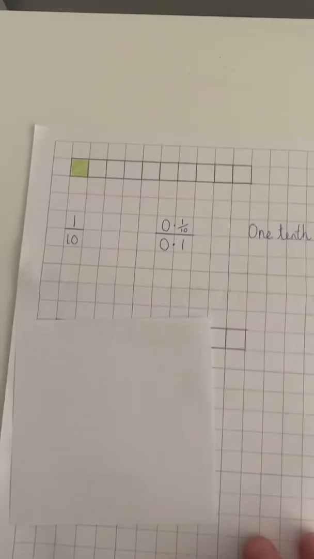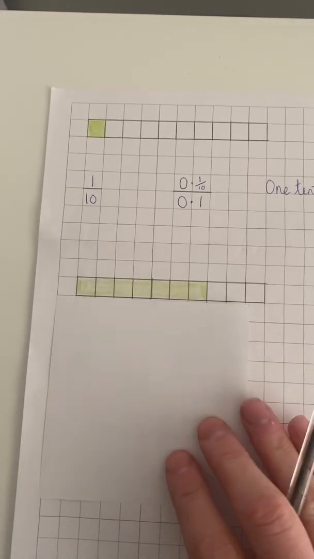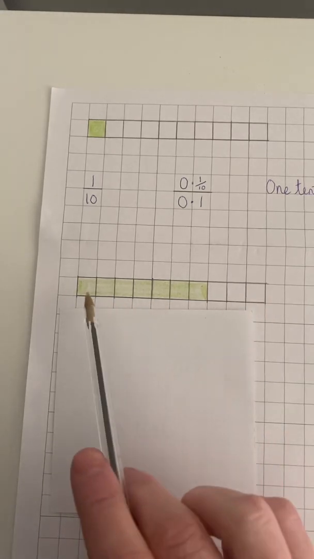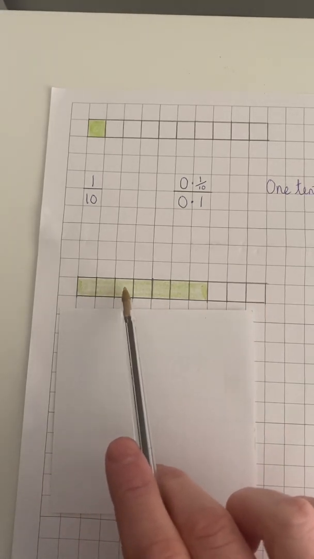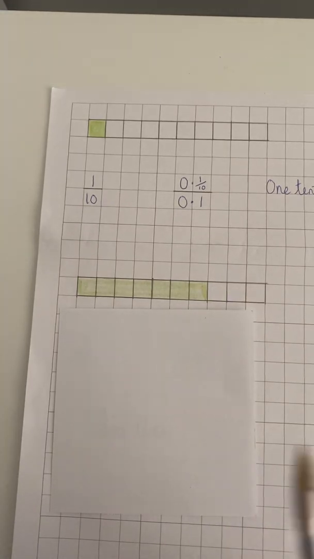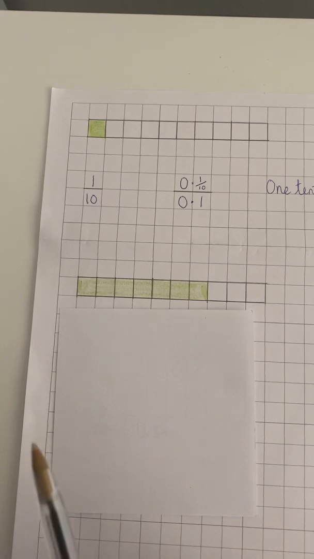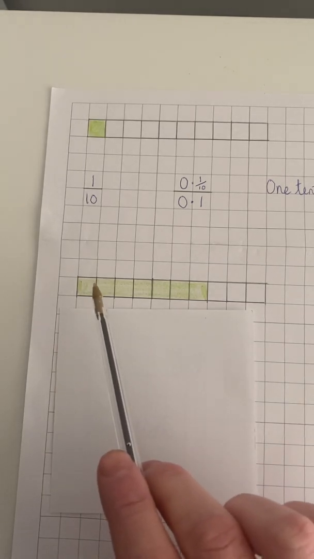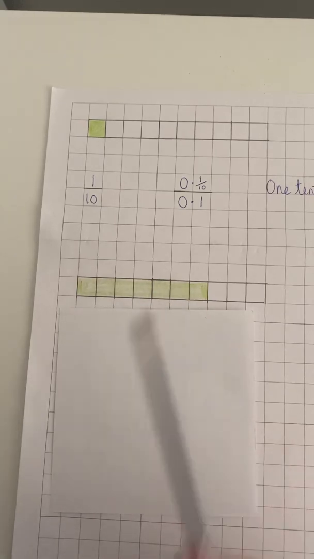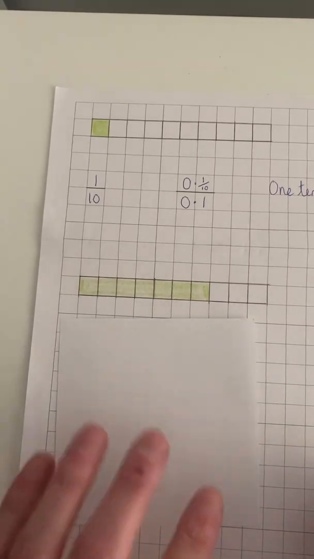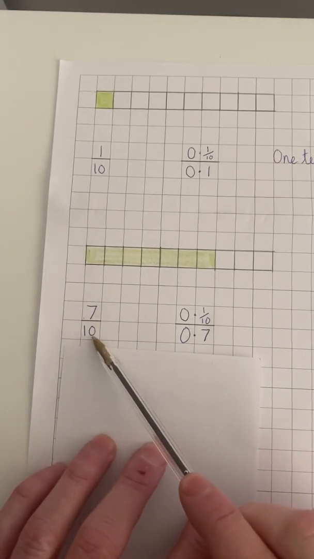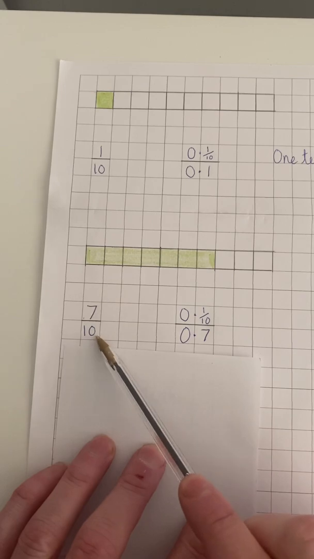Now we're going to move on to another example. So here we've got another bar model that has been split into 10 parts. We'll just double check. 1, 2, 3, 4, 5, 6, 7, 8, 9, 10. So our denominator is going to be 10. Our numerator is the amount that is shaded in. So we've got 1, 2, 3, 4, 5, 6, 7. And I'm going to show you this now as a fraction. So here we've got 7 tenths. So we've got 7 parts shaded in out of 10.